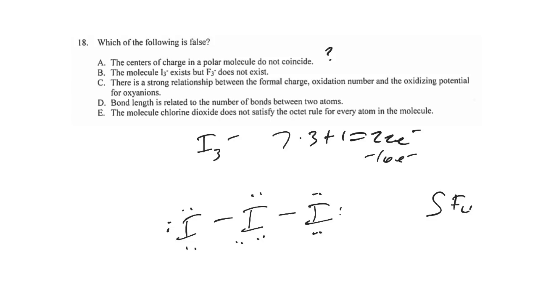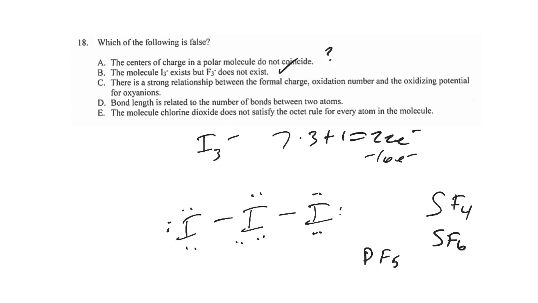Like SF4, SF6 exists, things like PF5 exist. If you do these with nitrogen, NF5 doesn't exist, OF4 doesn't exist, OF6 doesn't exist. So we have second row atoms and their Lewis structures obeying the octet rule, even in the Lewis structure. Third row and beyond, we can break the octet rule in the Lewis structure. So that would be a correct statement.